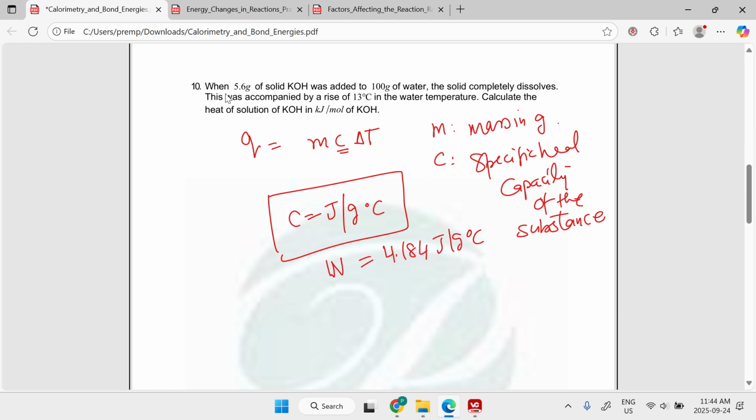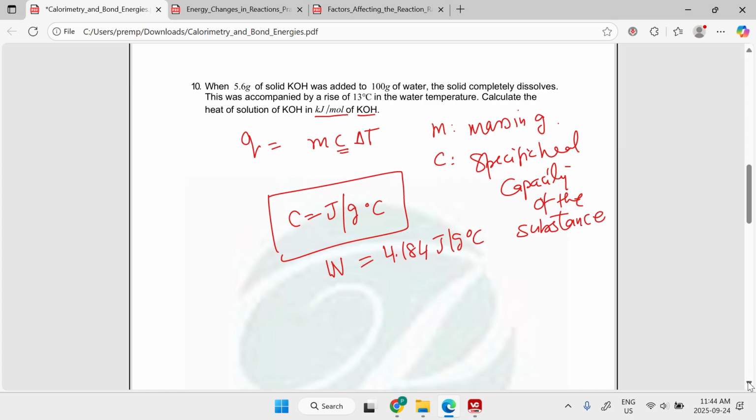Okay, so say for example you have to do this question that we have here. 5.6 gram of solid potassium hydroxide was added to 100 gram of water. The solid completely dissolved. This was accompanied by a rise of 30 degree centigrade in the water temperature. Calculate the heat of solution of KOH in kilojoules per mole of KOH.